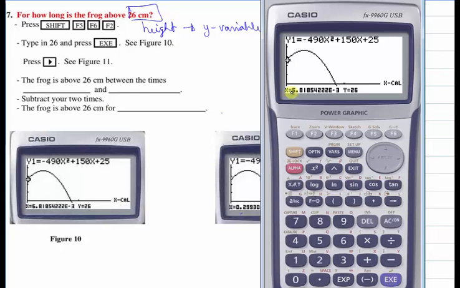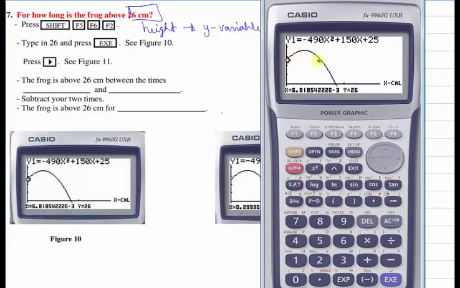Now, this number, 6.8185 e negative 3, means that you have a number here in scientific notation. It's 0.0068185 times 10 to the negative 3 when y is equal to 26. Now, that tells you what the time is the first time the frog reaches a height of 26.